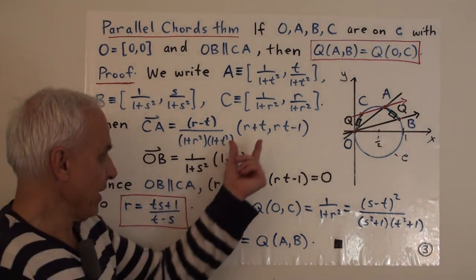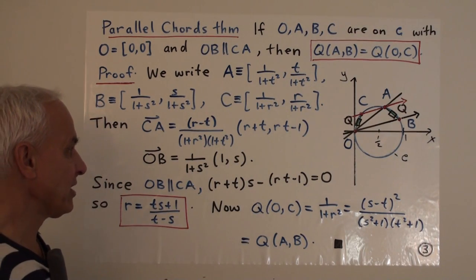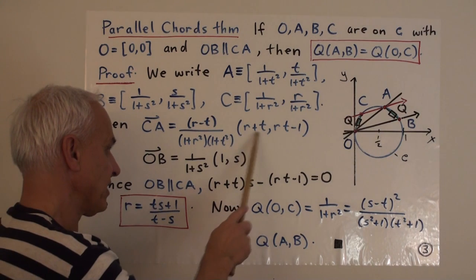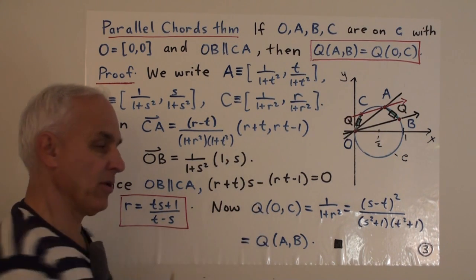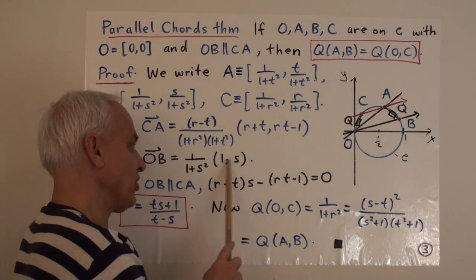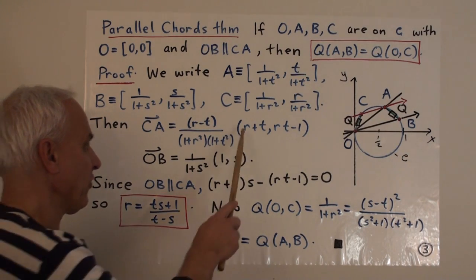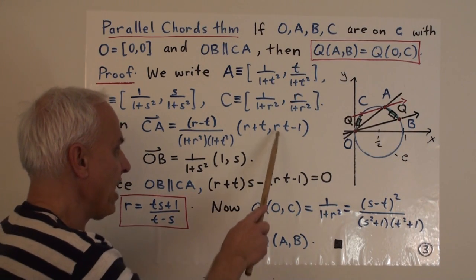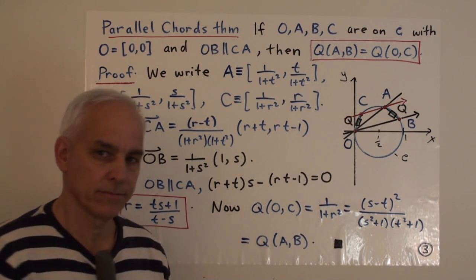And the fact that this is a multiple of that can be expressed by saying that this times this minus this times this equals 0. If you like, the ratio of this to this equals the ratio of this to this. When you cross multiply, there's no more denominators. So (r plus t) times s minus rt minus 1 times 1 equals 0.